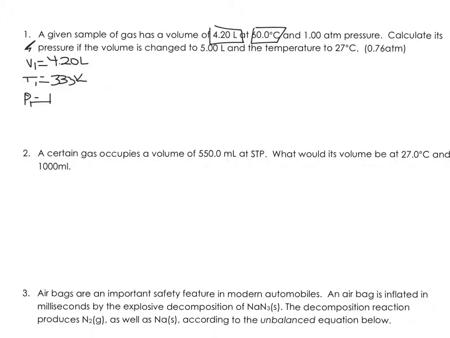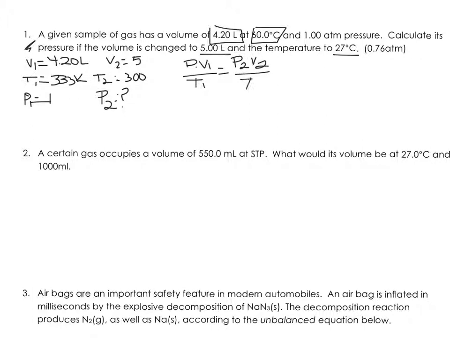All right, so I want to calculate the pressure, so I want P2. If the volume is changed to 5 liters, so V2 equals 5, and the temperature is 27 degrees Celsius, 27 plus 273, meaning T2 is 300 degrees Kelvin. All right, so considering I have all of my variables and they are all shifting, I'm going to need to use the combined gas law. So that means P1 V1 over T1 equals P2 V2 over T2.